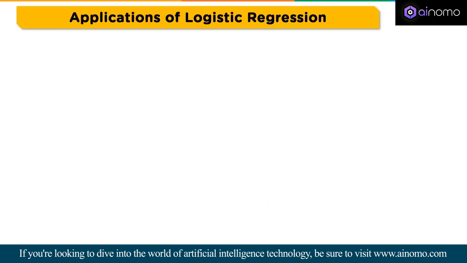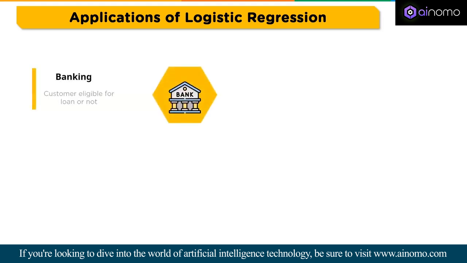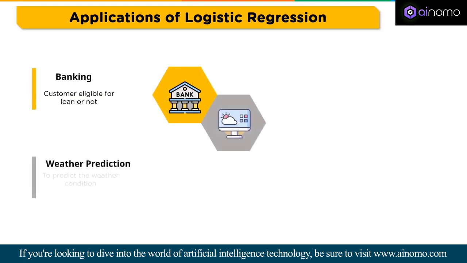So moving forward, let's see some applications of logistic regression. The first one is banking. Using logistic regression algorithms, banks can predict whether a customer would default on loans or not. The second one is to predict the weather condition of a certain place: sunny, windy, rainy, or humid.